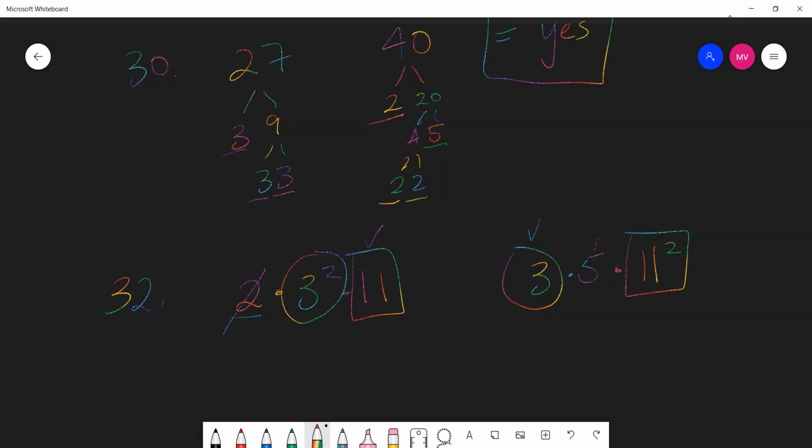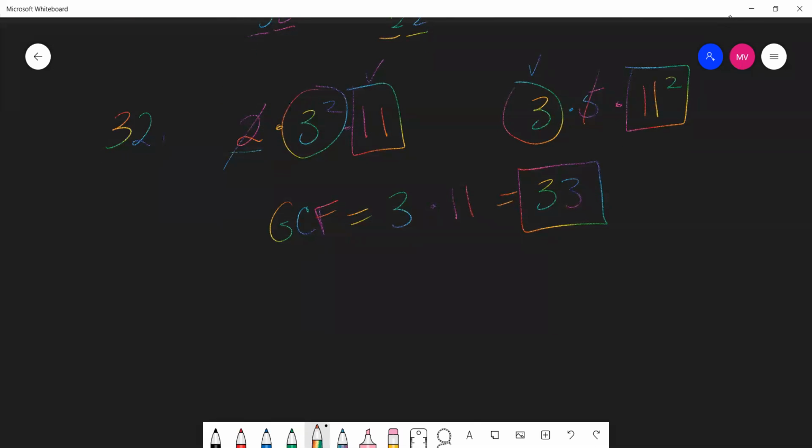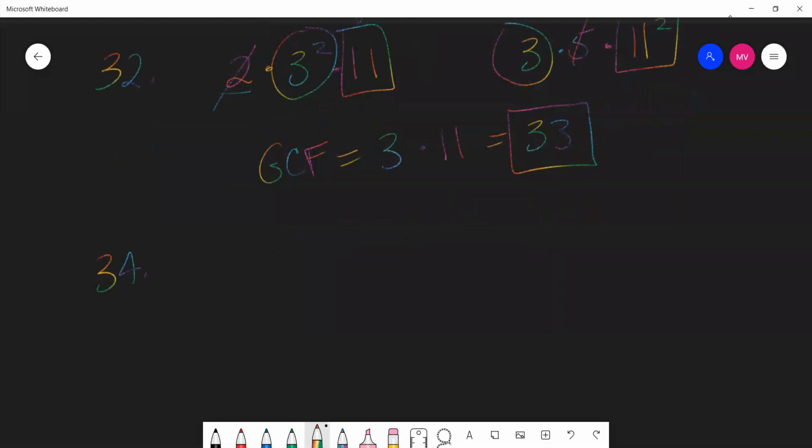And then there's a 5 over here, but it does not exist in the first number, so that one is not part of our greatest common factor. Therefore, look at the ones you put check marks over, and your greatest common factor is 3 with no exponent and 11 with no exponent. And then when you solve that, you get that your greatest common factor is 33. Easy enough, right? Hope so. If not, don't feel bad. You just need to let me know. We'll do more practice so you can get more comfortable with these different processes.